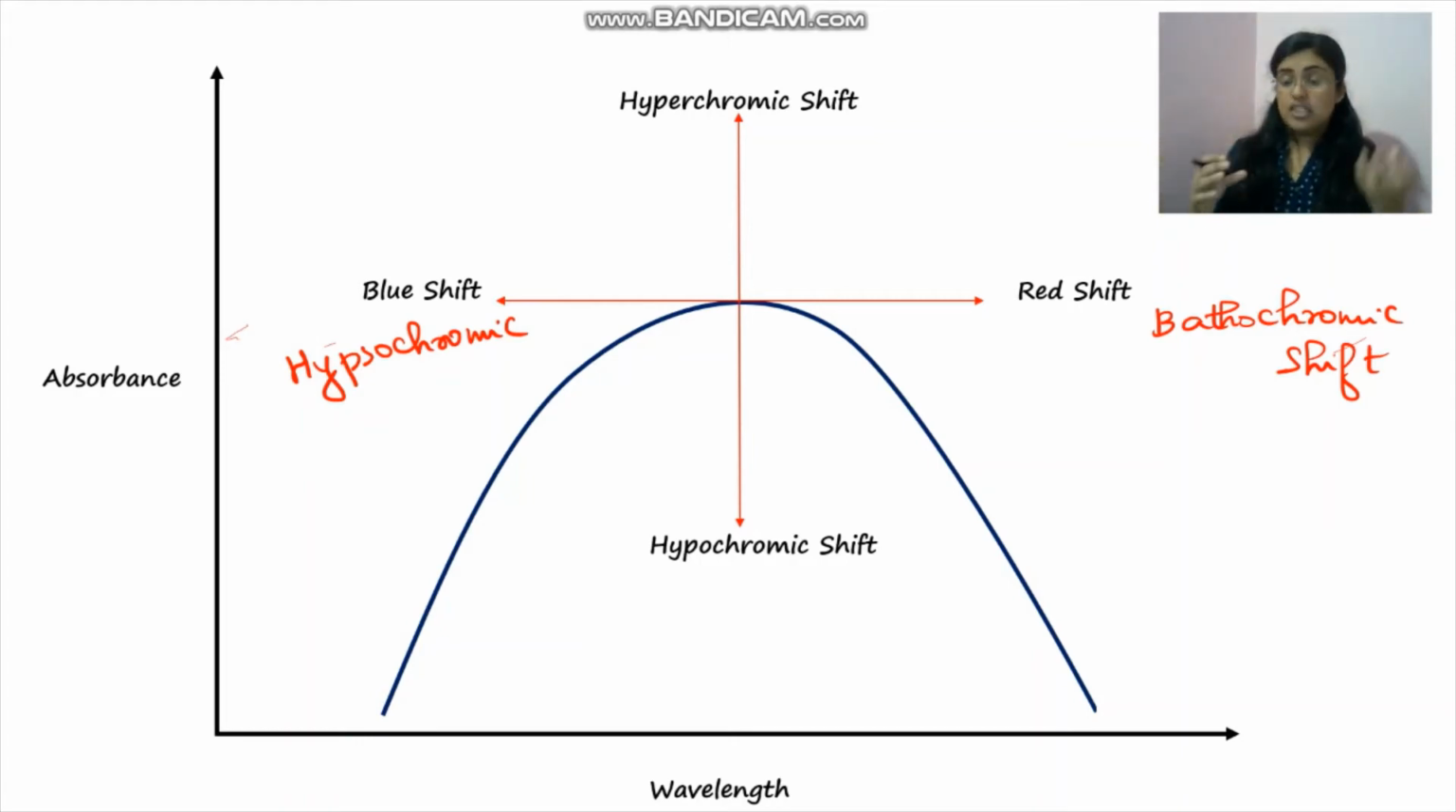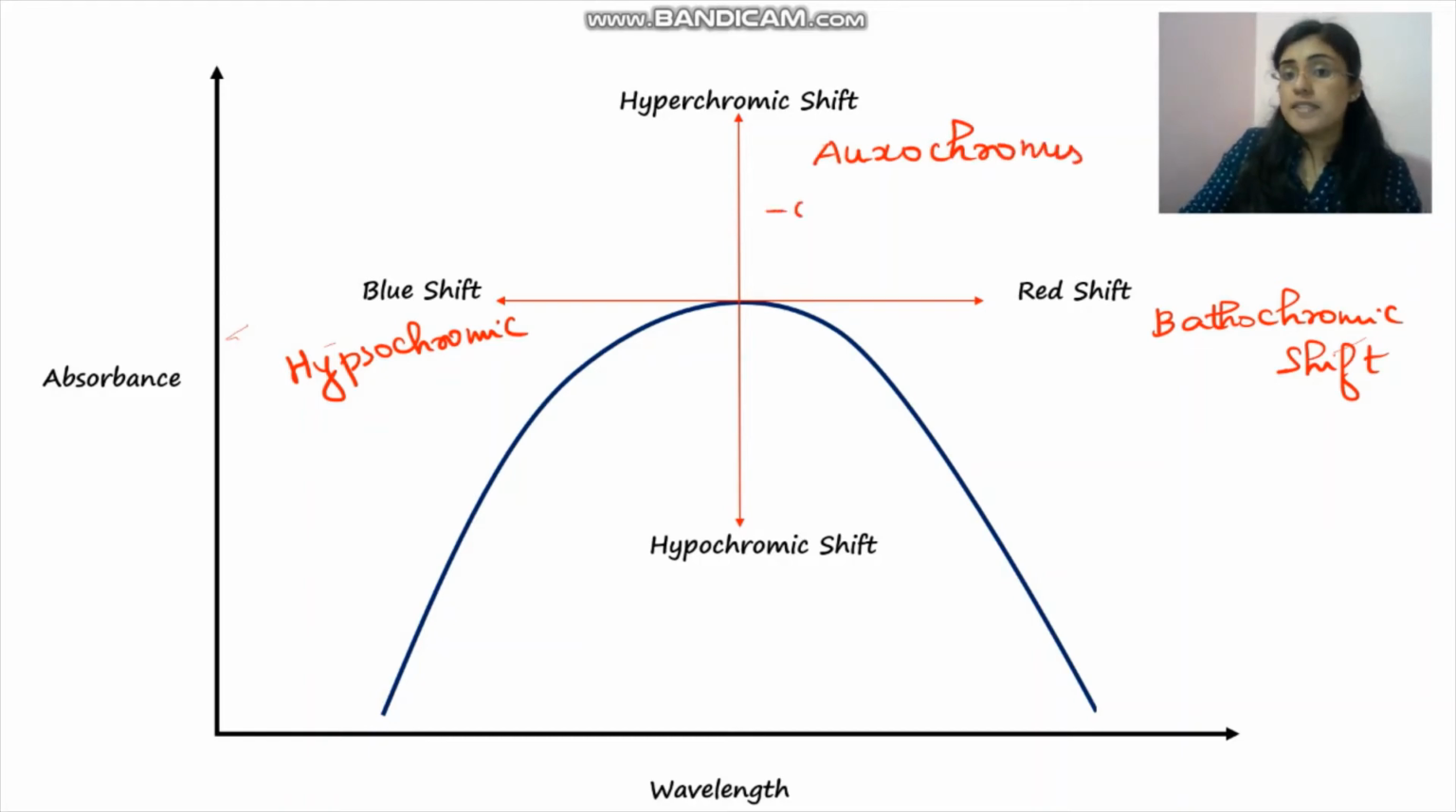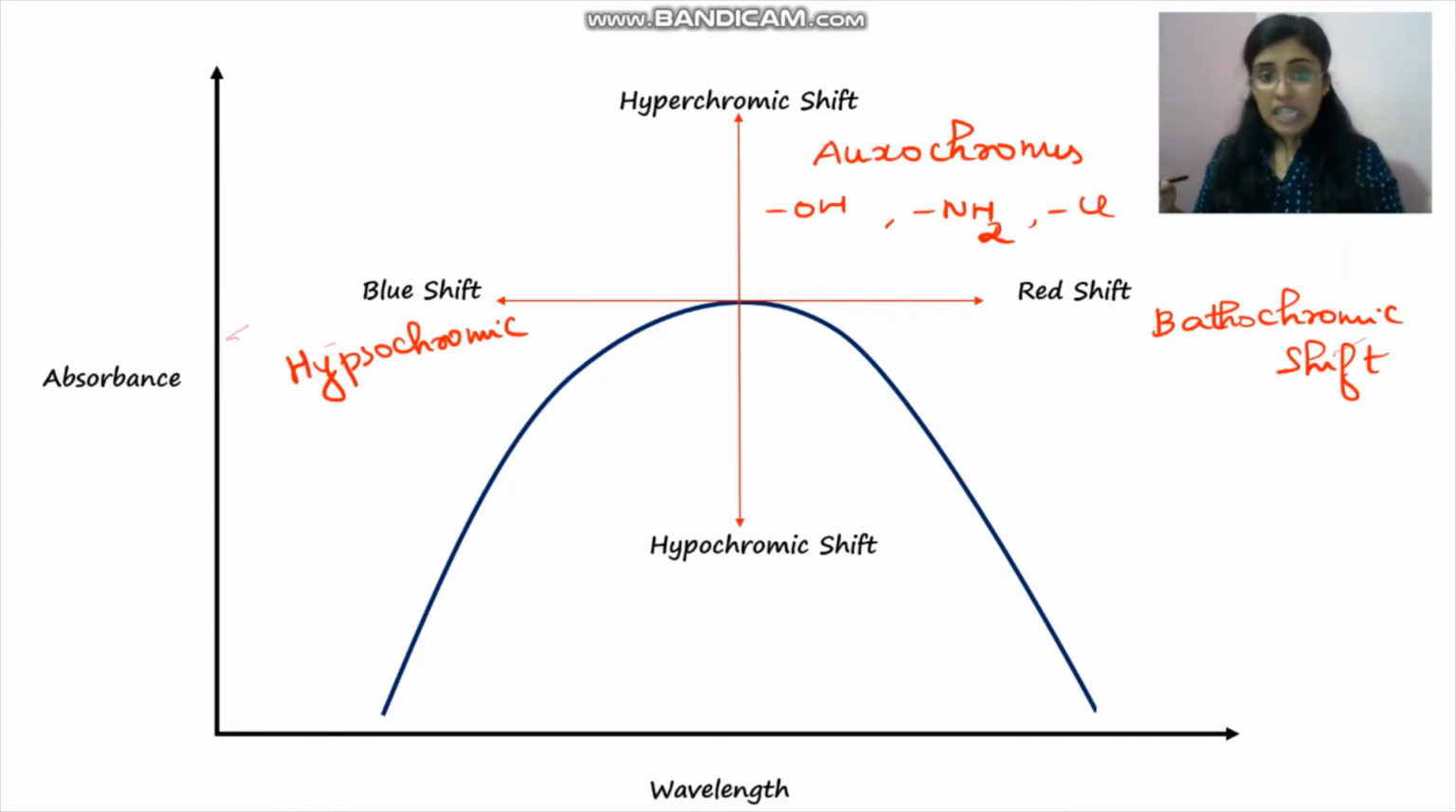Those substituent groups that can increase the intensity of absorbance are generally called the oxochromes. Oxochromes are groups like our OH group or NH2 group or Cl group. Such groups have the capability of changing the intensity of absorbance to a higher value, that is, hyperchromic shift. Clear? These are the various shifts we have.